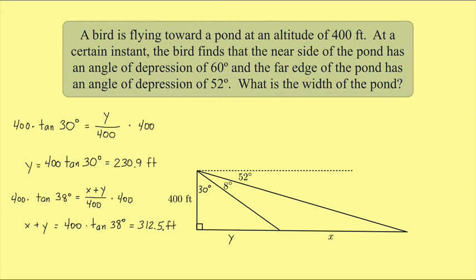Well, I know what x plus y is, and I know what y is. I think I can get x now. I just need to subtract y from x plus y. So if I do that, that would be 312.5 minus 230.9. And let's see, I'll round it to the nearest foot here. That'll be 82 feet.